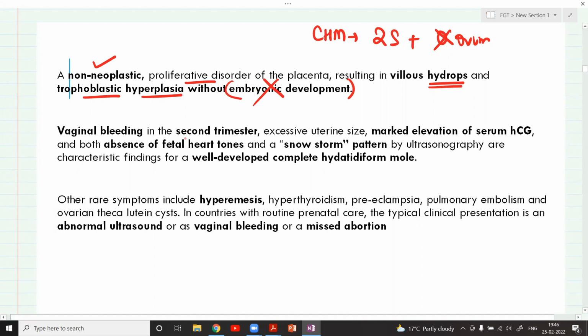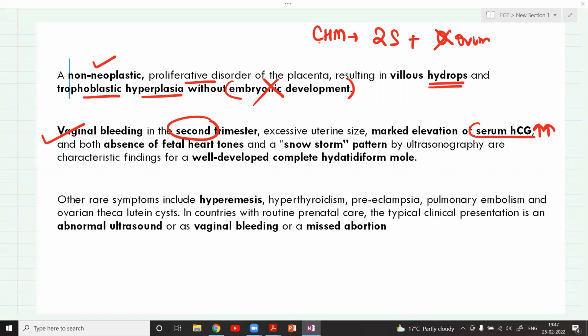As I told you, all of them have the same type of presentation. They will have non-specific vaginal bleeding in the second trimester. Very importantly, they show a marked elevation of serum HCG level. Now, why am I telling you this history? The reason is that in the exam, the history becomes very important. Even when you practice, the history becomes very important.